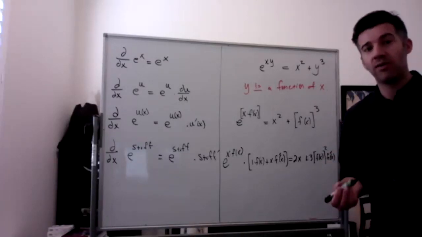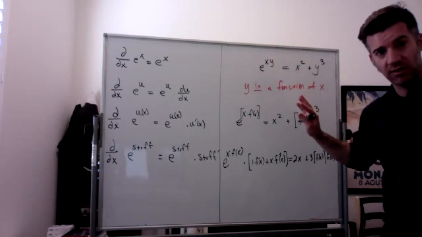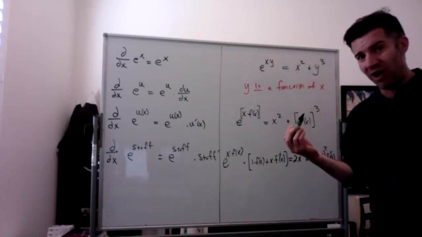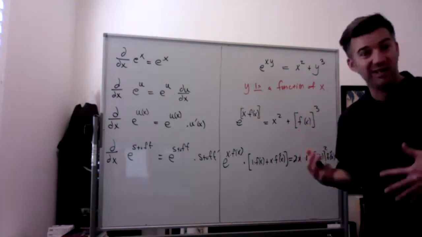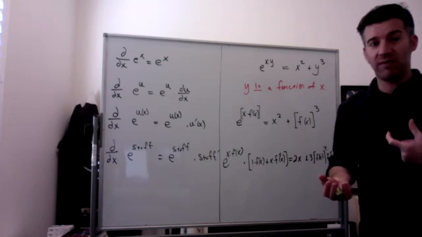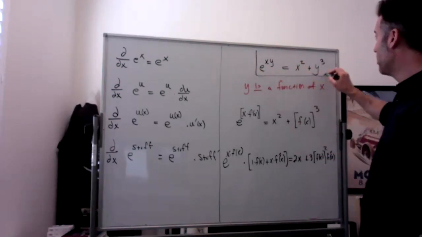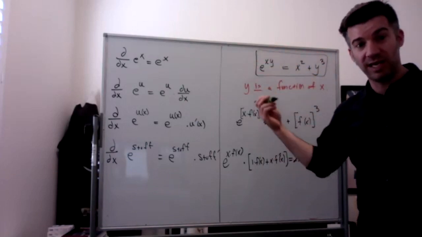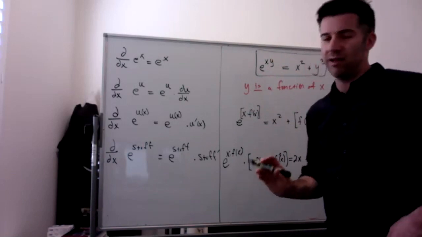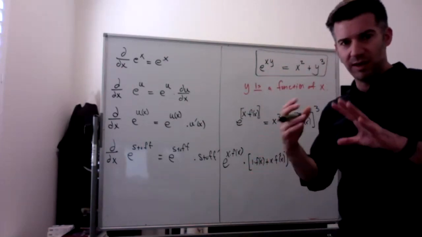So here's what I would encourage you to do. If you see that you have x's and y's mixed together, and you know you're going to be using implicit differentiation, just think to yourself, okay, y is a function of x. Y is some stuff. And whenever we say the word stuff, we always have to multiply by the derivative of that stuff. So if I was actually looking at it this way, the way I would take the derivative of both sides would be as follows.